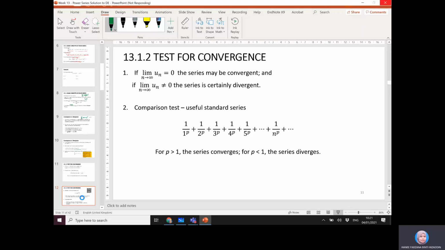Just bear with me when I switch from slideshow to exiting the slideshow. My computer always does this.